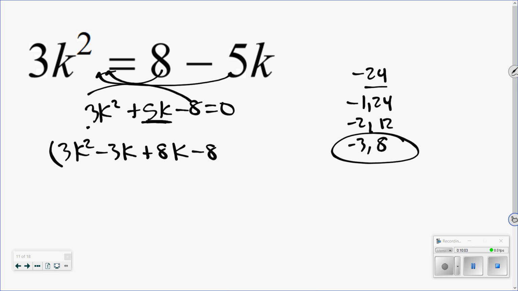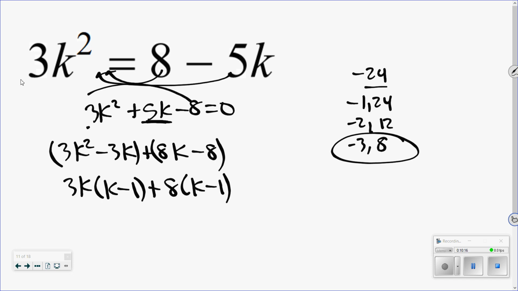So I put the first two in parentheses and the last two. Take out your common factor, so it'd be 3k on that first one. On that second one, take out an 8. Now they both have a k minus 1. Factor out a k minus 1. That would leave me with a 3k plus 8. So you've got to remember those good factoring skills. Sometimes, if there's a number out in front, it's a little harder to factor.